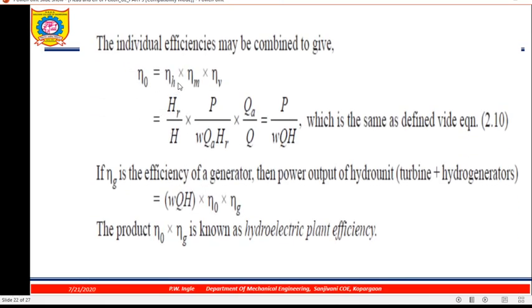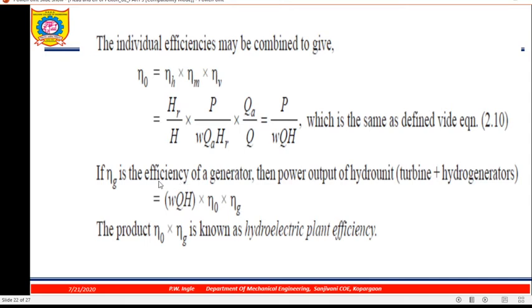Overall efficiency is nothing but hydraulic efficiency, H_R by H, into mechanical efficiency, it is P upon W Q H_R. W Q H_R, it is not H, okay? Then Q_A upon Q. So finally you are getting P upon W into QH. W is nothing but rho g, okay? So it is rho g QH.